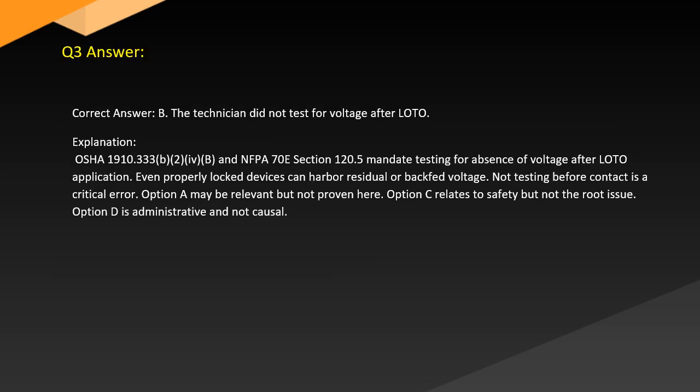Answer. Correct answer. B. The technician did not test for voltage after lockout. Explanation. OSHA 1910.333(b)(2)(v) and NFPA 70E Section 120.5 mandate testing for absence of voltage after LOTO application. Even properly locked devices can harbor residual or backfed voltage. Not testing before contact is a critical error.